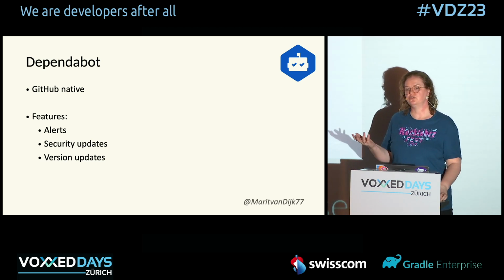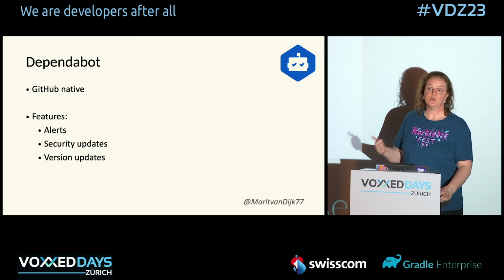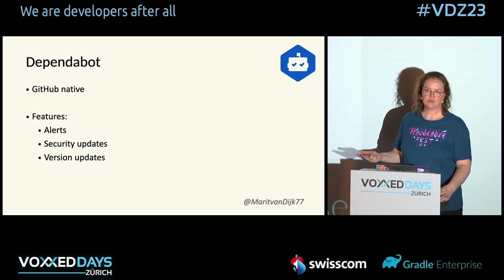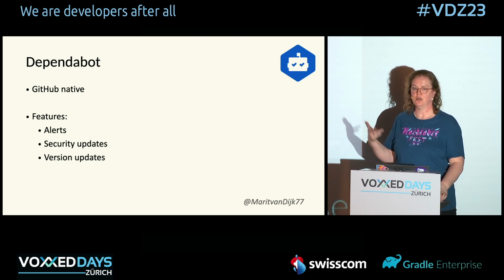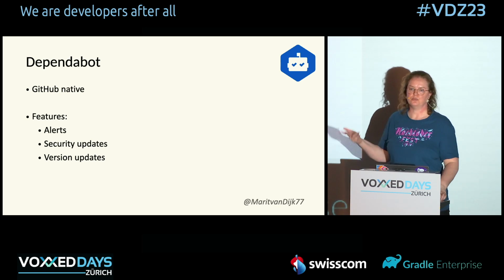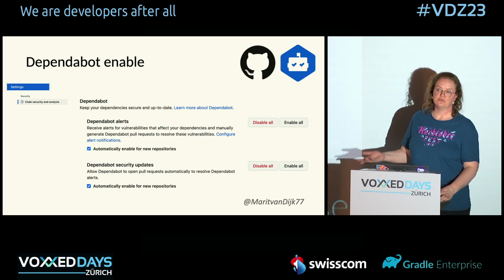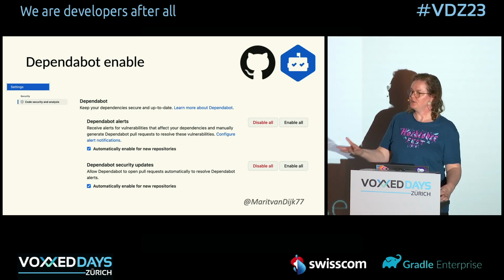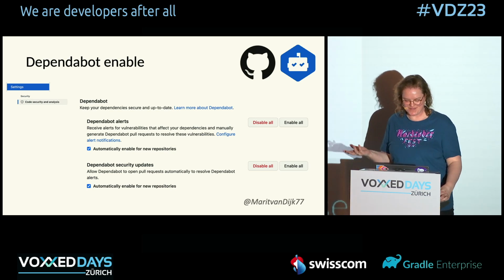They acquired it in 2019. And it has the features that it can give you alerts on your repositories. It can do security updates, and with a little more configuration, also version updates for outdated dependencies that have a newer version, but not for security reasons. Since it's GitHub native, it's extremely straightforward to add it to your GitHub profile.